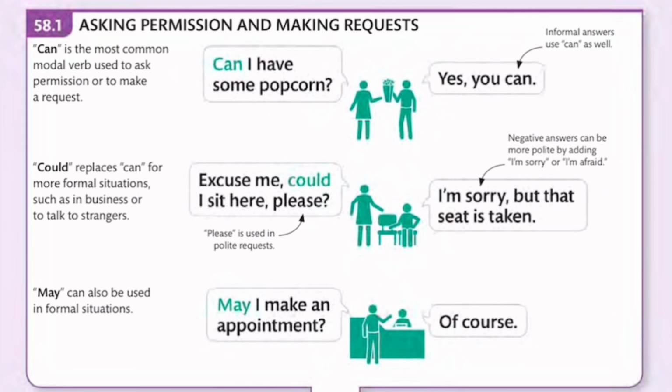That's why we say in the English language, it's not about saying something, it's about how you say it. Excuse me, could I sit please? I am sorry, but that seat is taken. Negative answers can be more polite by saying I am sorry or I am afraid. Excuse me, could you sign this paper for me? I'm afraid I can't do that at the moment. Please take note of that.